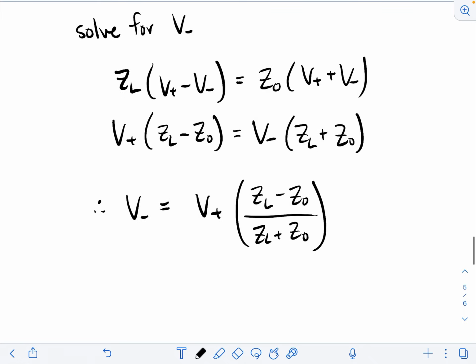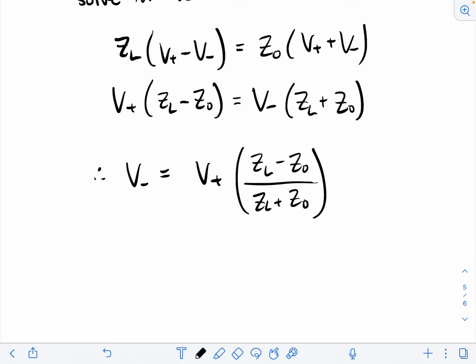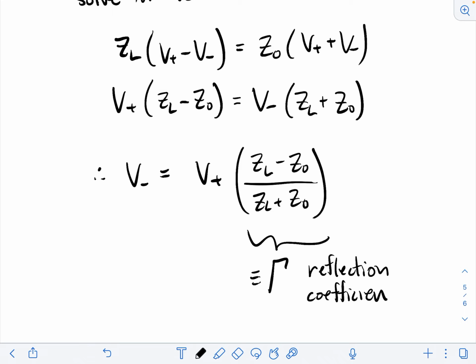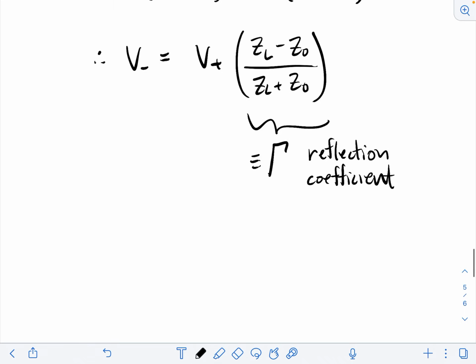Okay, and what is conventionally done is this ratio of impedances, the difference between ZL and Z naught divided by their sum, is defined to be capital gamma, and that is referred to as the reflection coefficient. And so with that notation, we can say that this V minus coefficient is equal to gamma, the reflection coefficient, times V plus.